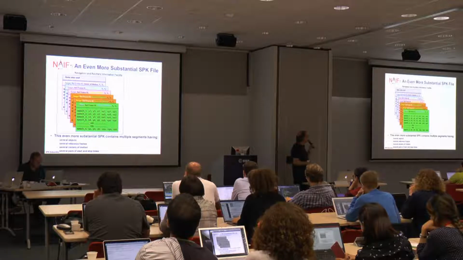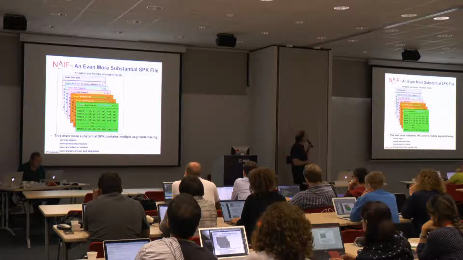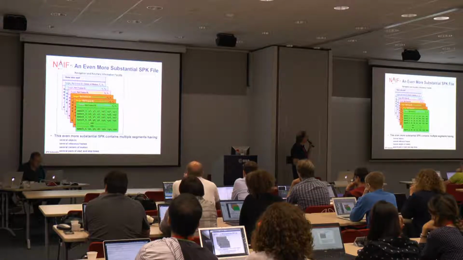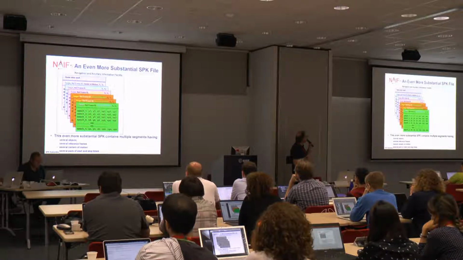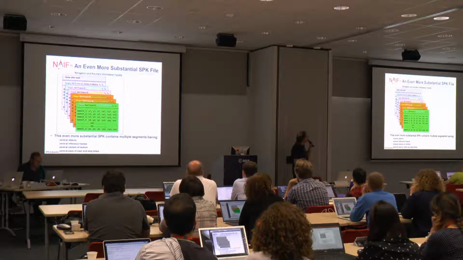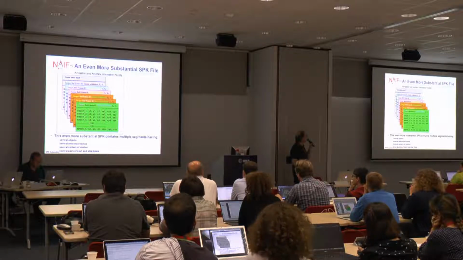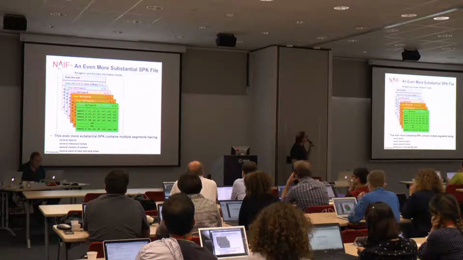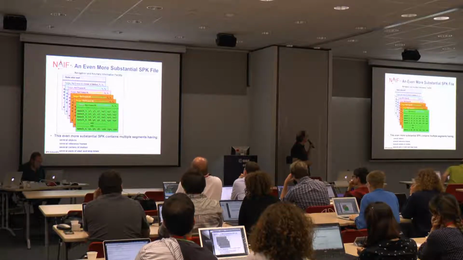An even more substantial SPK file can have data for different targets and different centers of motion. And we see these different colored diagrams are supposed to suggest segments for different objects. So we've got different targets and different centers of motion. And in this case also we have different reference frames. And there are reasons why you want to use different reference frames. Some of the most common are you might want to use an inertial frame for some segments, and you might want to use a spacecraft-fixed frame or maybe a topocentric frame for others.